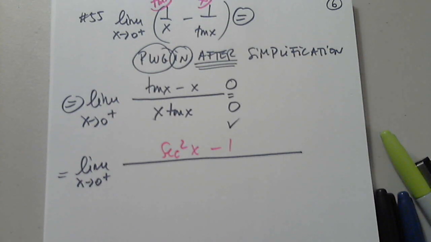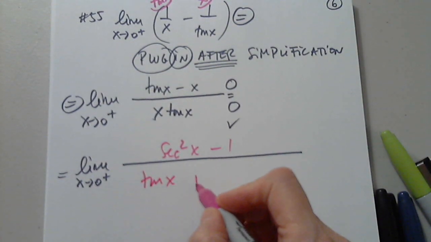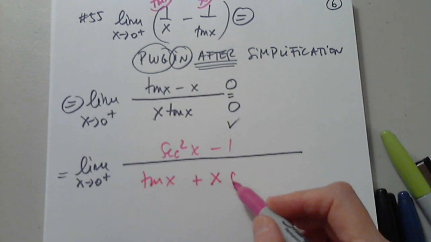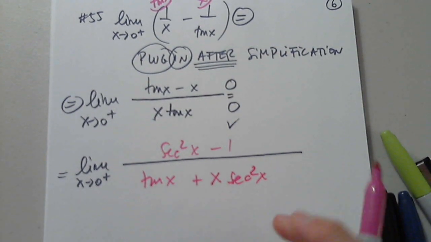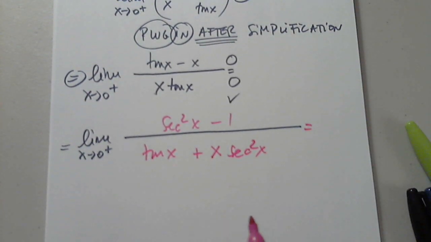Anyone, please? X tangent x. It would be 1 times tangent x, so just tangent x. Yes, plus x times secant squared x. Very good. Awesome. Now we have to look at the numerator.